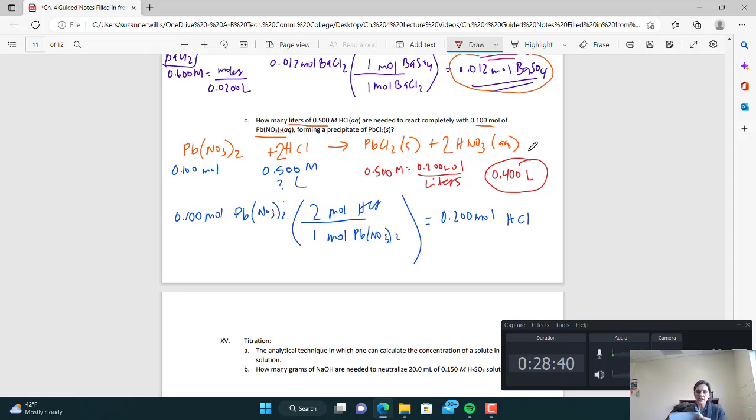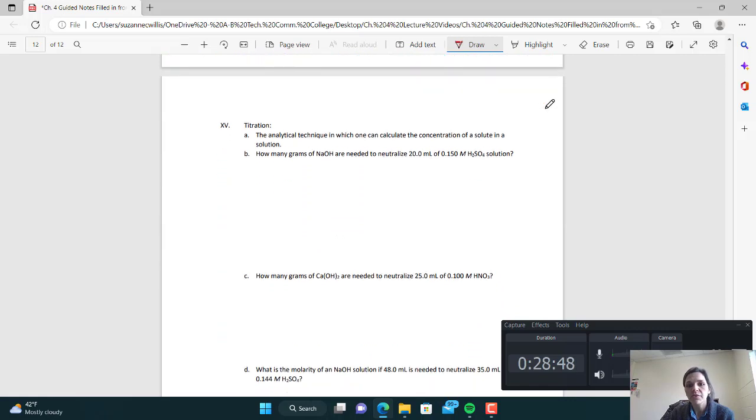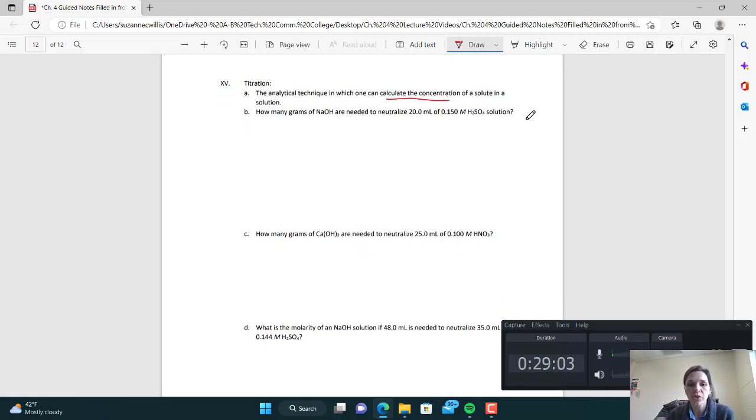All right, and then the last section of the chapter is on what's called titration. Titration is going to be using the calculations you already know that we've already talked about, but specifically for when we're taking an unknown solution and finding its concentration. So it's an analytical technique in which one can calculate the concentration of a solute in a solution. So it's just working with solution stoichiometry and determining some unknown component.